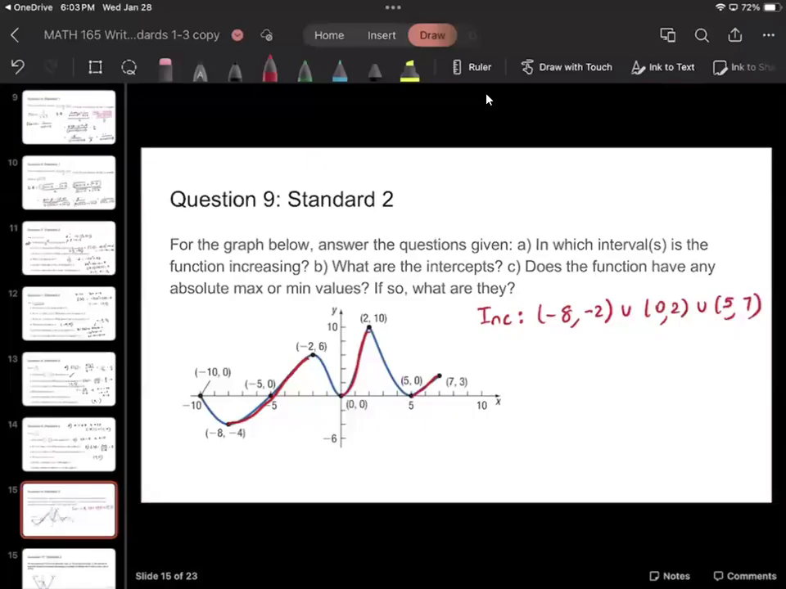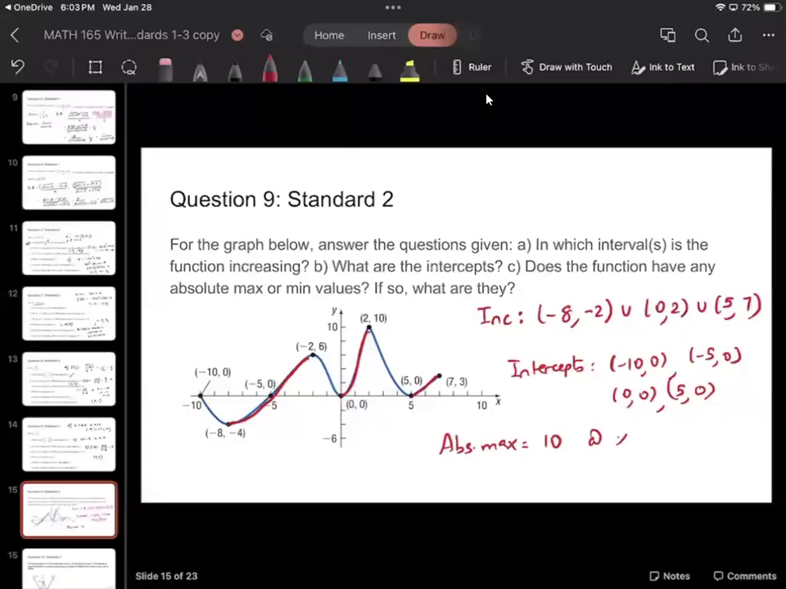What are the intercepts? First, the x-intercepts: (-10, 0), (-5, 0), (0, 0), (5, 0). So these are the four intercepts. The y-intercept is also (0, 0). Does the function have any absolute maximum or minimum values? Yes, it has an absolute maximum, which is 10 at x equals 2, because it's the highest value this function has. And it has an absolute minimum, which is negative 4 at x equals negative 8.